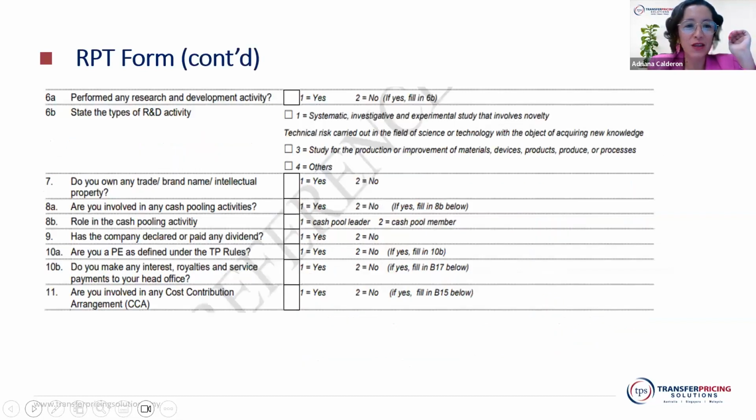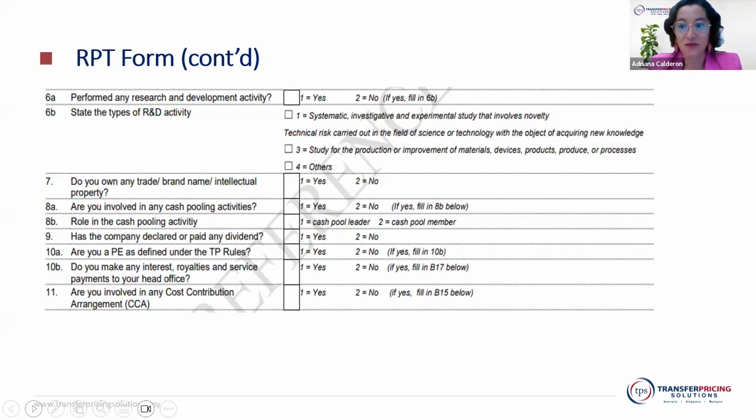Then we have question 6, which talks about whether the company performs any R&D activity. And if it does, then it has to state again the type of R&D activity. Then question 7, where we have to disclose again the ownership of intellectual property. And then again, is this an accounting ownership or is this TP ownership? Because again, we have the same issue that the TP intellectual property definition of ownership is totally different to the accounting definition.